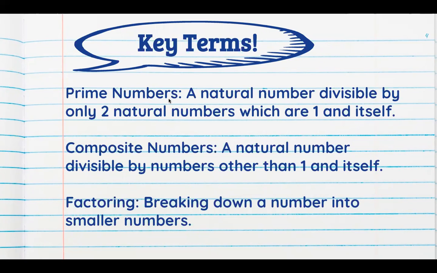All right. Important key terms are prime numbers, composite numbers, and factoring. A prime number is a natural number divisible by only two natural numbers, which are 1 and itself. A composite number is a natural number divisible by numbers other than 1 and itself. And factoring is the method of breaking down a number into smaller numbers. If you forget what these words mean, just come back to this part.